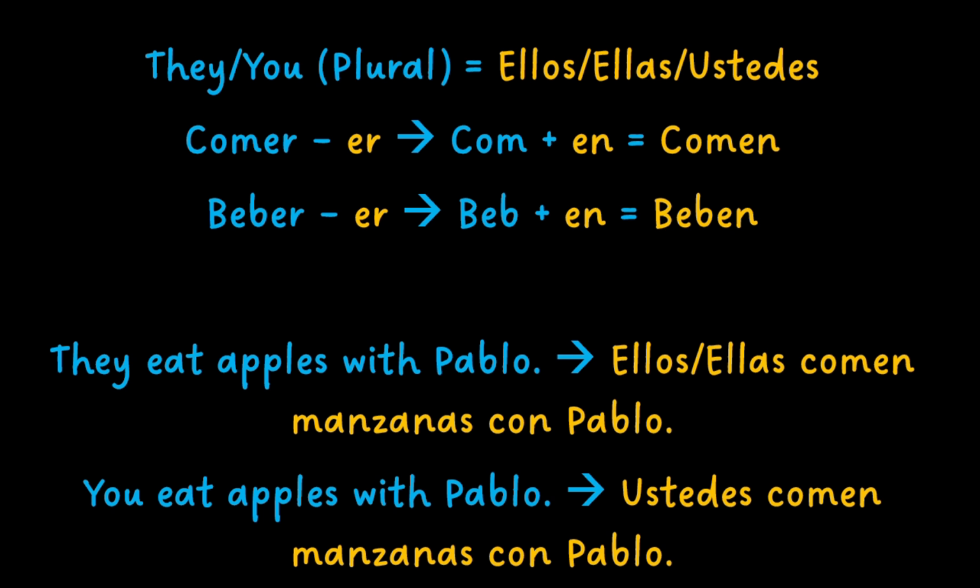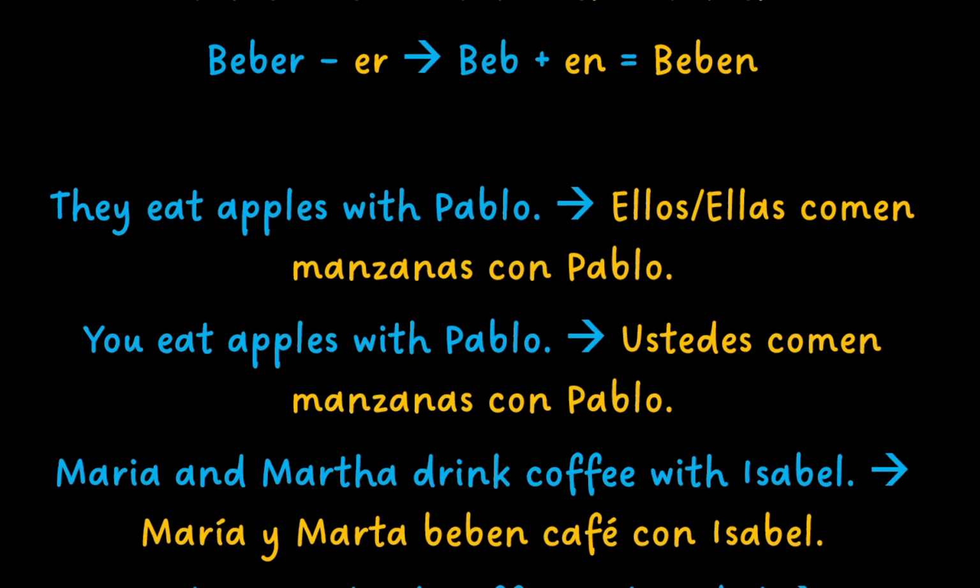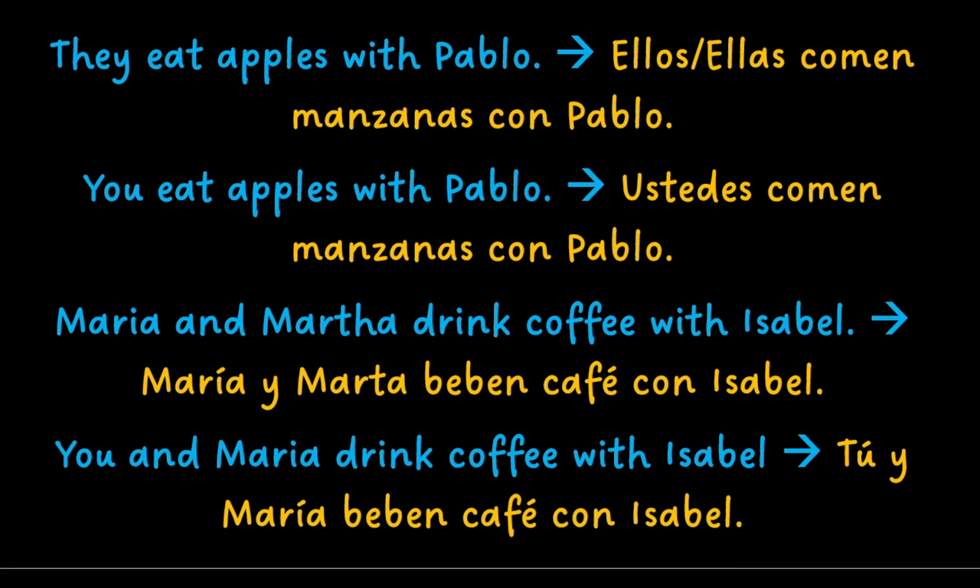Because these are conjugated the same way, I'll include pronouns in some of these sentences just to clarify who's doing the action. They eat apples with Pablo is ellos or ellas comen manzanas con Pablo. You eat apples with Pablo is ustedes comen manzanas con Pablo.